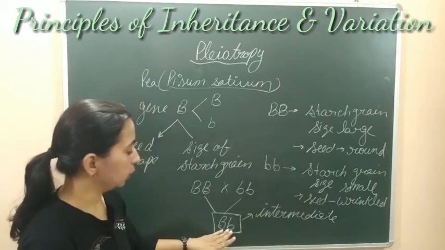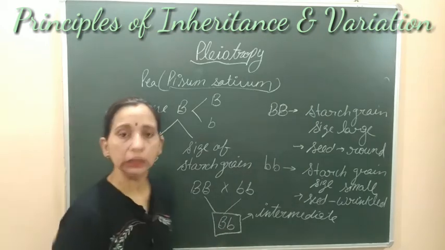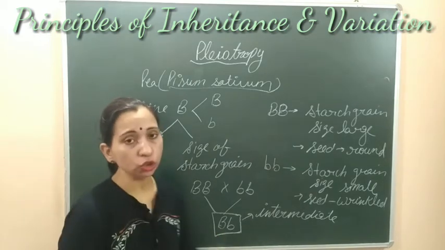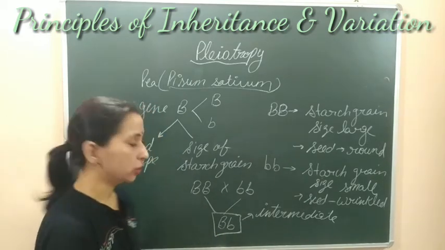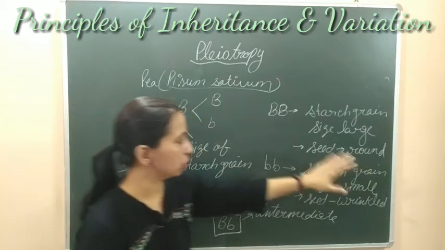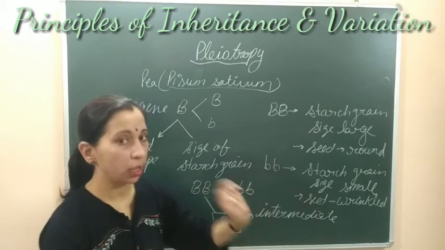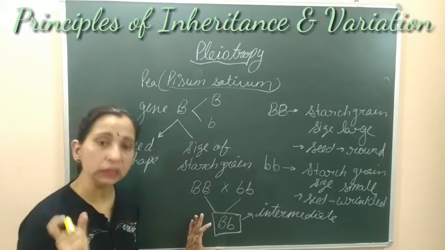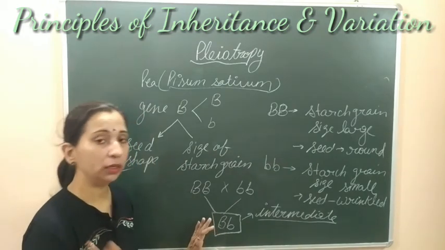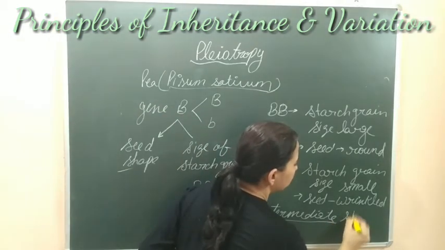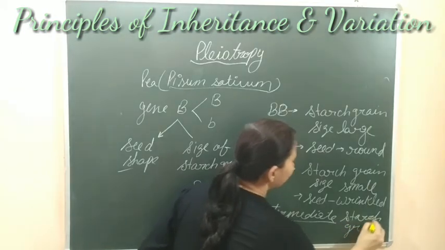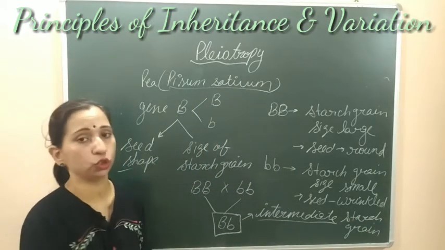Here Bb is a heterozygous condition, and in this heterozygous condition the dominant gene is not showing its effect completely. If it showed completely, we would get large size starch grains here, but it is not showing completely. So in this condition we will get the intermediate size of starch grain. The starch grain size will be intermediate. So we can say that it also shows incomplete dominance.